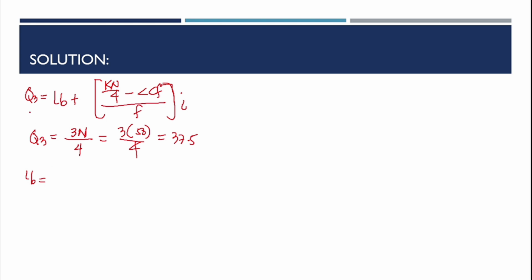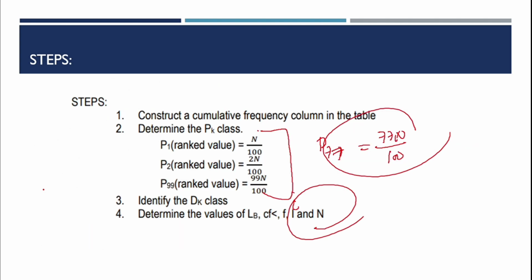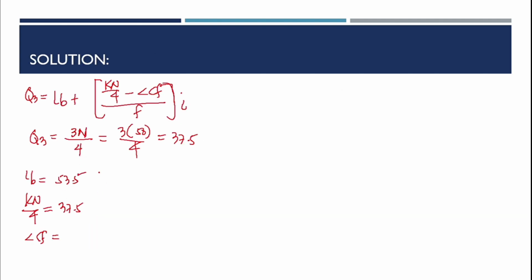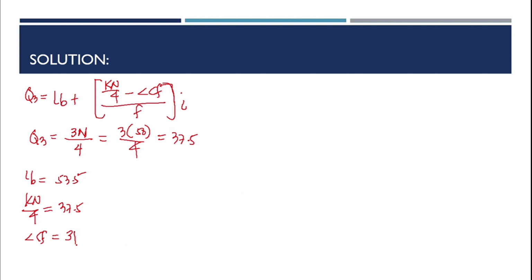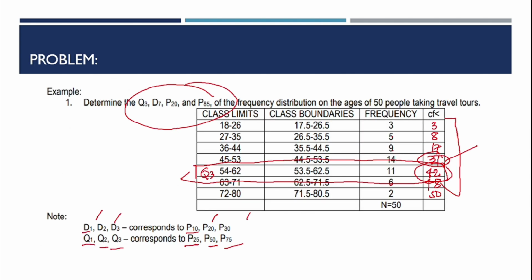What is the LB? In this case, the LB is 53.5. Next is our Kn over 4, that is equal to 37.5. What is our less than cumulative frequency? It is the cumulative frequency before the Q3 class. Before it, we have 31. So our CF is 31.